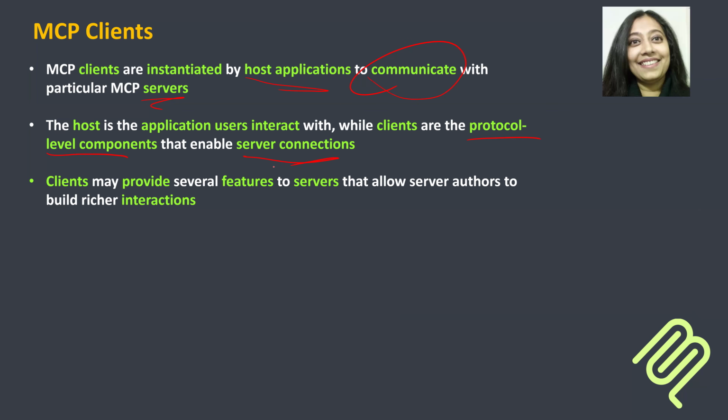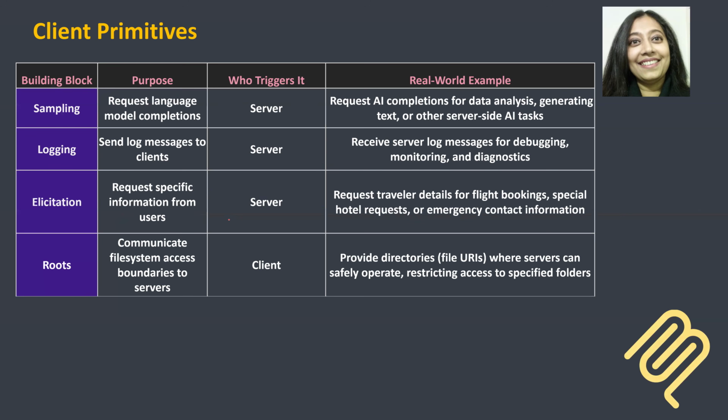MCP clients provide several features to servers that allow the server authors to build richer interactions. So richer interactions with the clients, with the host, and ultimately with the user. So this is at a very high level, just to lay a foundation, and then let's continue further ahead. What are some of the client primitives?